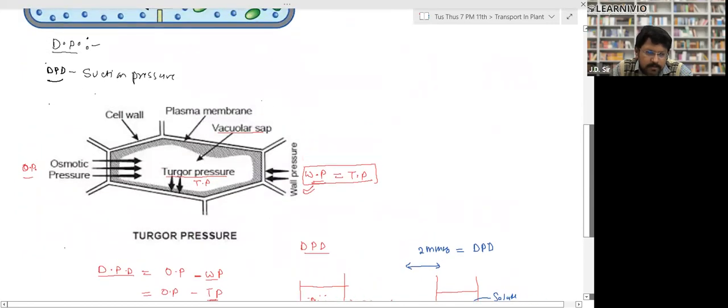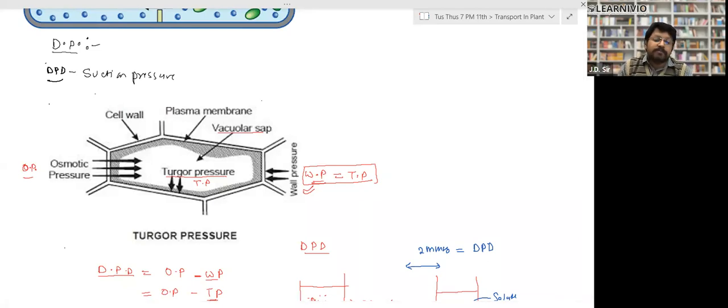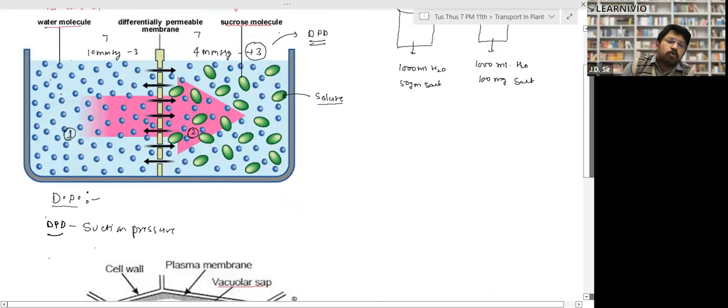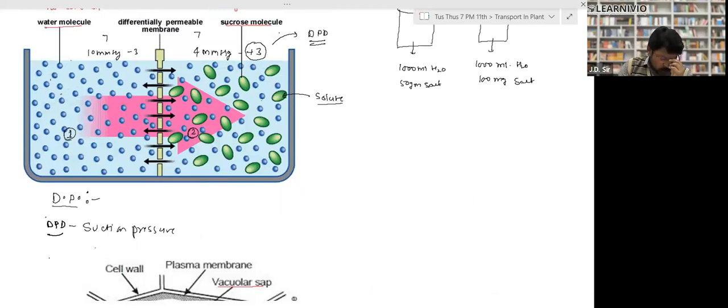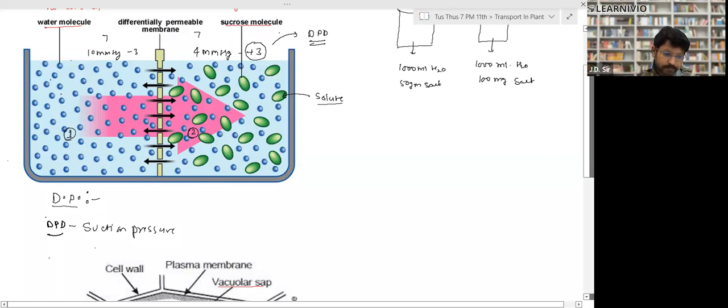Look, now this is a cell. Now I want to tell you what is DP, diffusion pressure, and DPD, diffusion pressure deficit, right? So first I will tell you what is diffusion pressure. Pure water has the highest diffusion pressure, right? And if we make a solution, means if we add solute, then diffusion pressure will decrease. So what is diffusion pressure? Diffusion pressure is actually the kinetic energy of water molecules or free energy of water molecules, right?